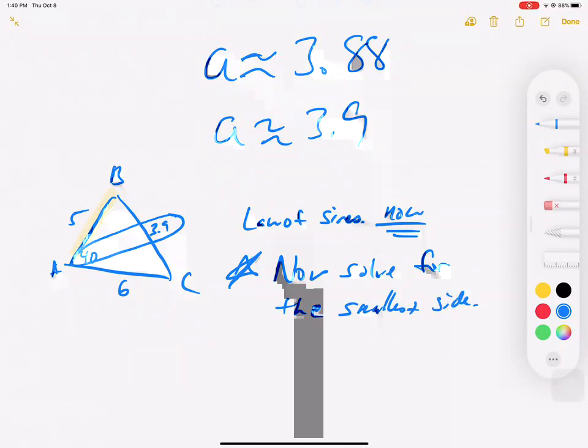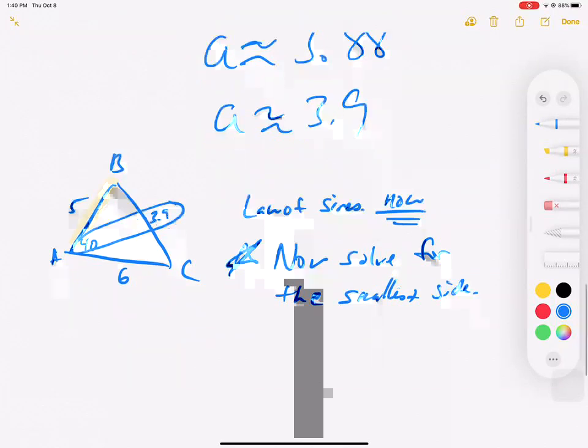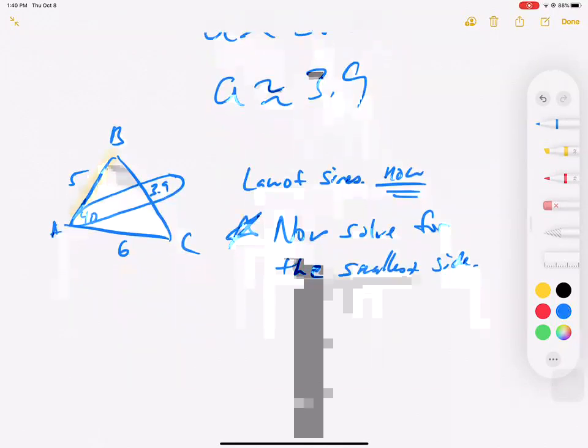Solve for the smallest side now. Right, once we find out one angle, we can then find the other angle, solving to 180, right? But right now, I don't have enough information to solve for the other two angles. I only have one angle. Let's use Law of Sines now.